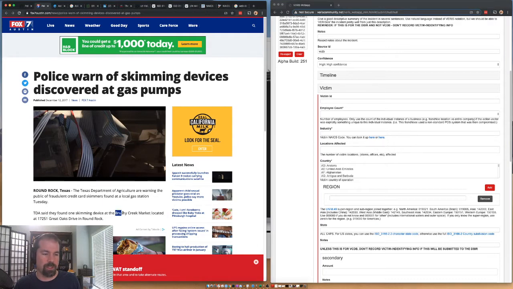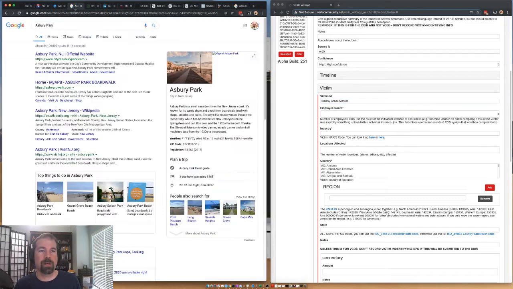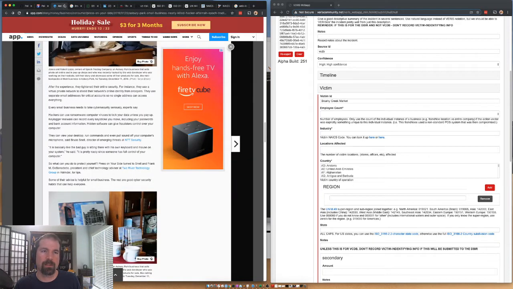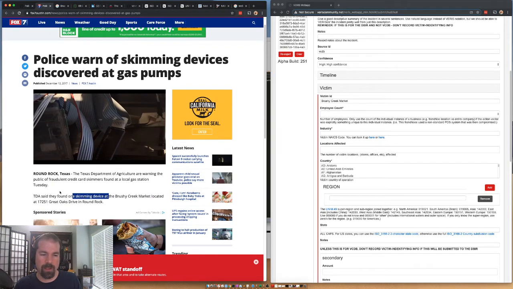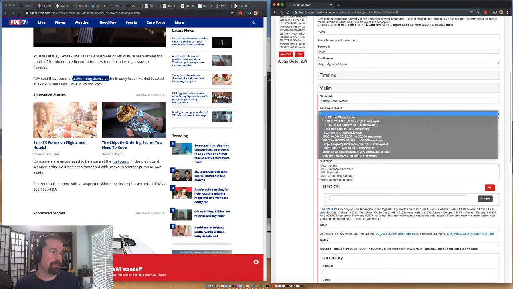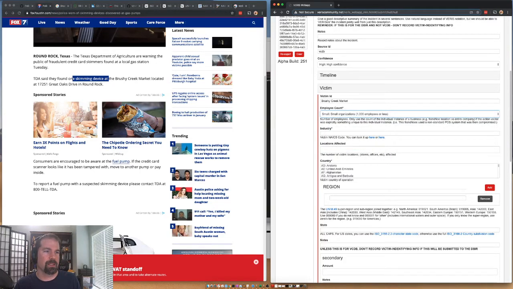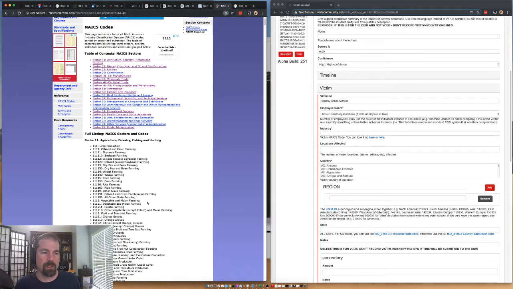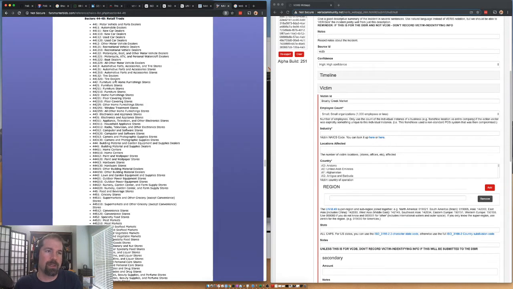The victim is Brushy Creek Market in, where? Austin, Texas. So what do we know about Brushy Creek Market in Austin, Texas? It's a farmer's market. Are we sure this was on a gas pump again? Beware at the fuel pump. I mean, they keep saying fuel pumps, so take their word for it. I'm going to say that this is small, but very unlikely to know exactly how many. Brushy Creek Market says it's a farmer's market. This farmer's market is not a NAICS code.